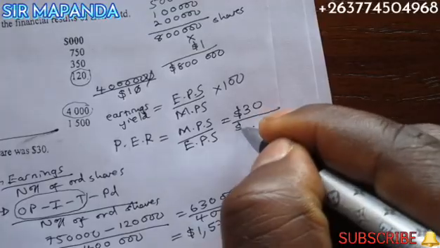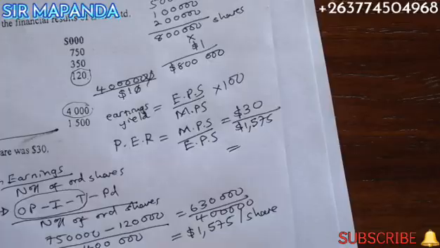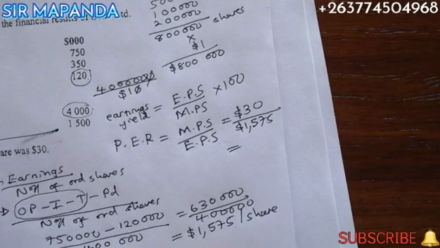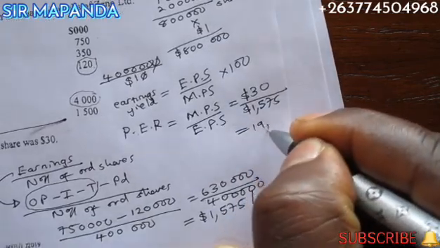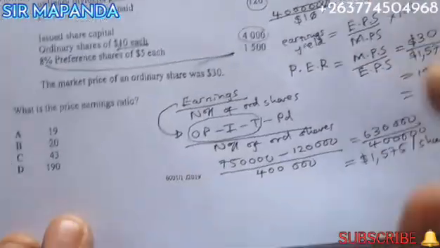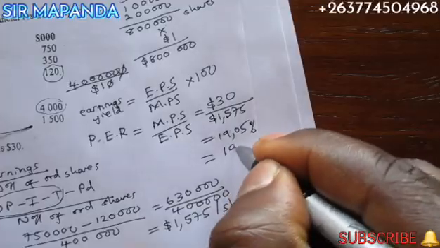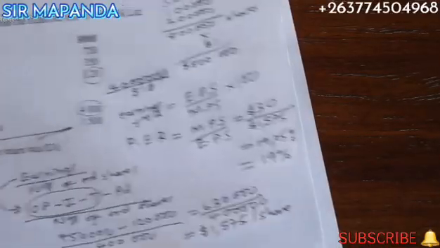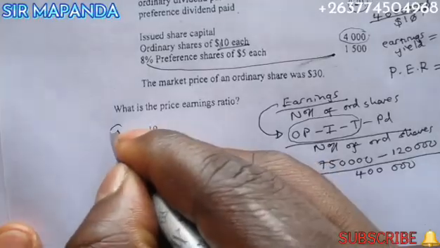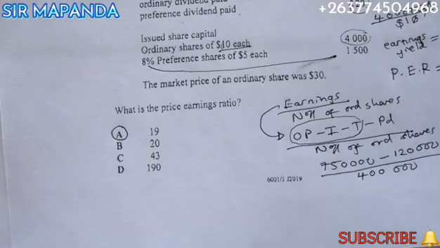So I'm going to put 1.575. So 30 divided by 1.575, what do you get? 19.05%. Then, since our answers are given as a whole number, rounding 19.05% as a whole number, you get 19% as your answer. So I'm going for option A. I hope you are following. I want you to stay tuned as we move on to question number 5.